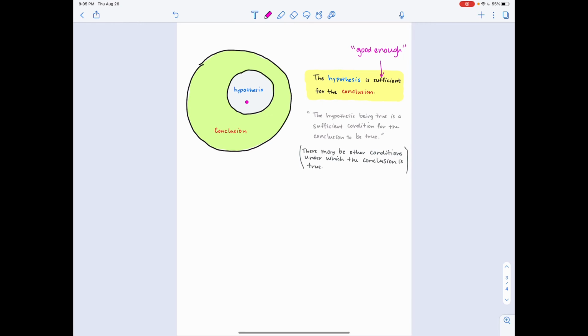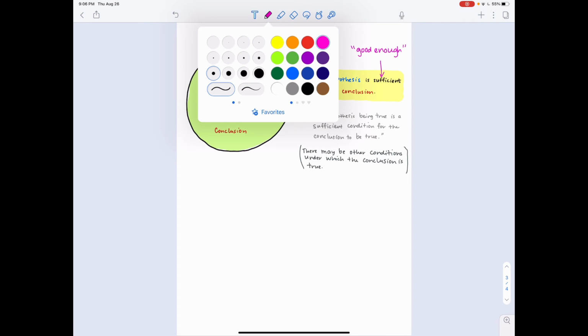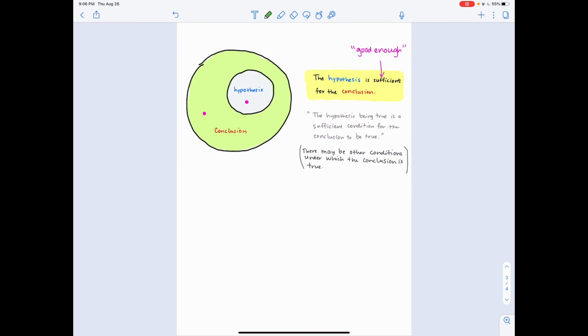So putting a point inside the hypothesis circle is sufficient or good enough for guaranteeing that that point is also inside the conclusion circle. Because recall, having a point in the conclusion circle means the conclusion is true. But notice I could instead put a point in the outside part of my circle, like this, such that that point is in the conclusion circle, but not in the hypothesis circle. This is a case where the conclusion is still true, even when the hypothesis might be false.